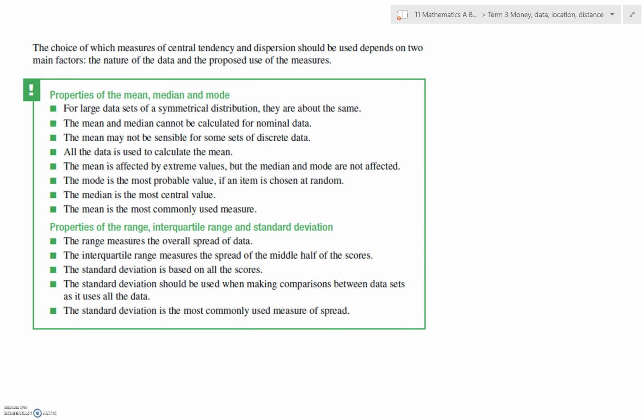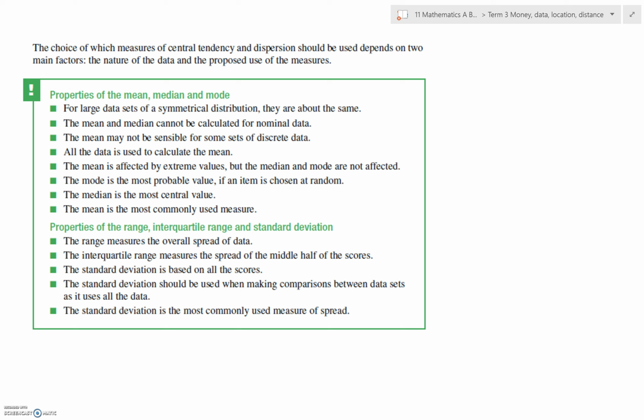So let's just talk about some things. The properties of the mean, median, and mode. For large data sets of symmetrical distribution, so that means evenly spread, the mean, median, and mode are all about the same. So it really wouldn't matter which one you use. However, there are some things that are going to be more specific here.